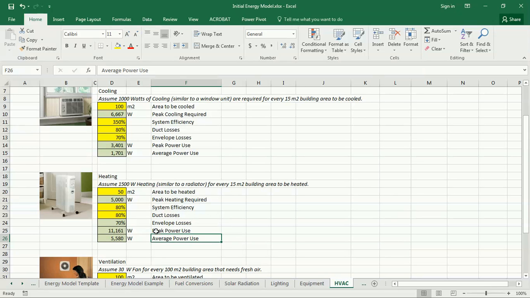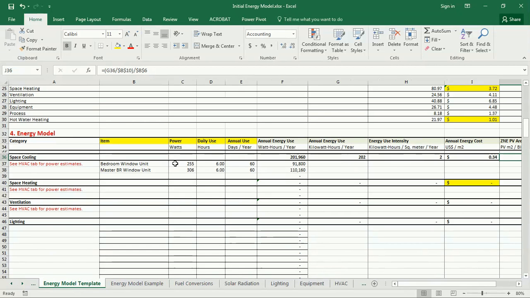Again, I've included both a peak power use and an average power use. And in this case, the average power use is just half of that. Again, like the air conditioner, it primarily depends on how often you're just blowing air as opposed to heating that air actively. So just for the sake of an example, I'm going to use the peak power this time. I'm going to go back to my energy model template.